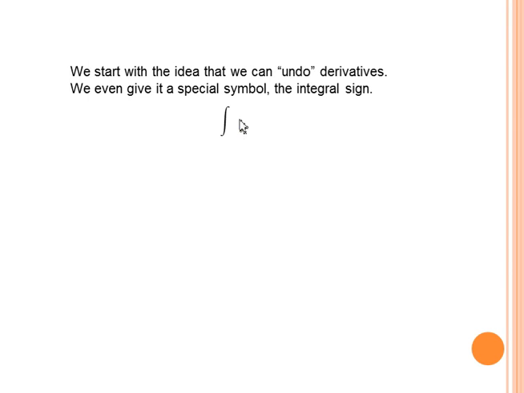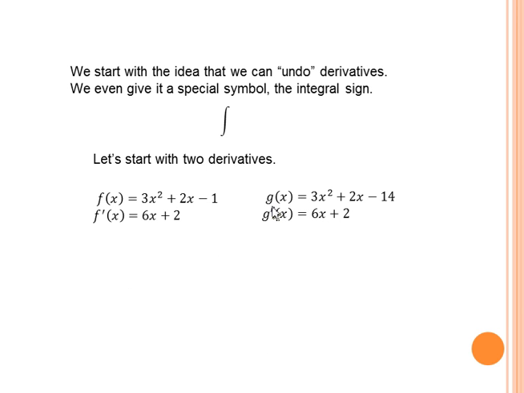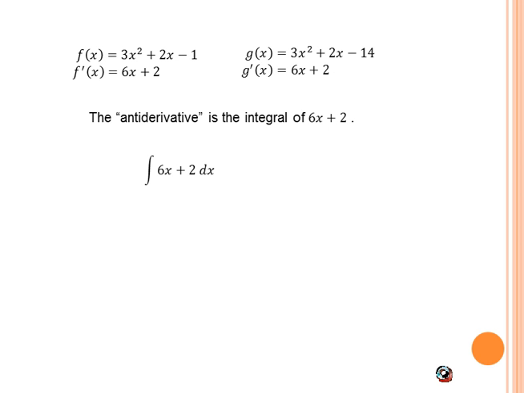Basically, we're just trying to undo derivatives, and we use this little curly symbol. We call it the integration sign, or integral sign. And so I just pick two derivatives. We've got an f function and a g function. And here's the derivative, right here, 6x plus 2. So to take the antiderivative, we just take the integral of 6x plus 2, and then we add on this dx to show that the variable really is x.